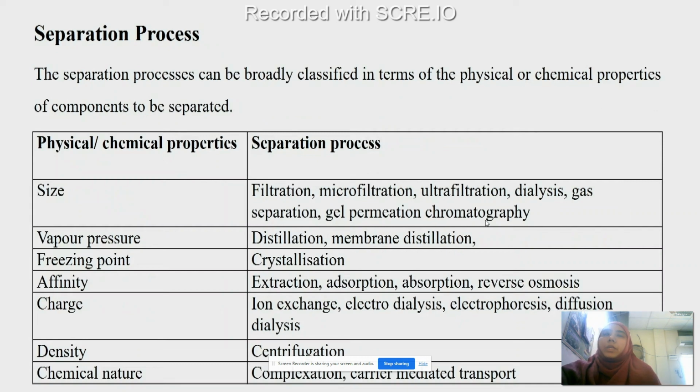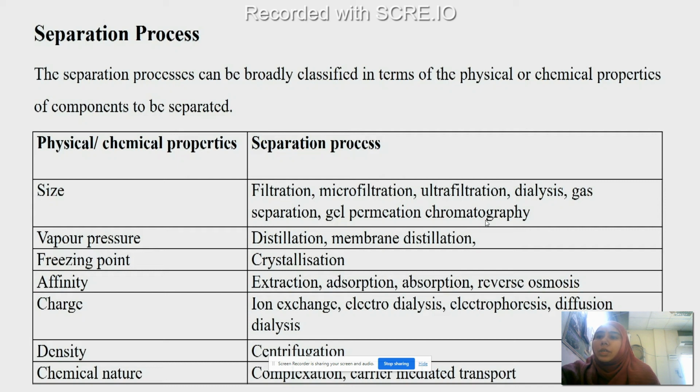Membrane separation can be broadly classified in terms of physical or chemical properties of the components that can be separated. So the table will list out different physical and chemical properties, and based upon these the separation processes are actually designed. If you look at the first one, which is size, so filtration, microfiltration, ultrafiltration, chromatography, permeation, all these processes are based on size. Similarly, vapor pressure: distillation and membrane distillation come under that, and crystallization comes under freezing point.